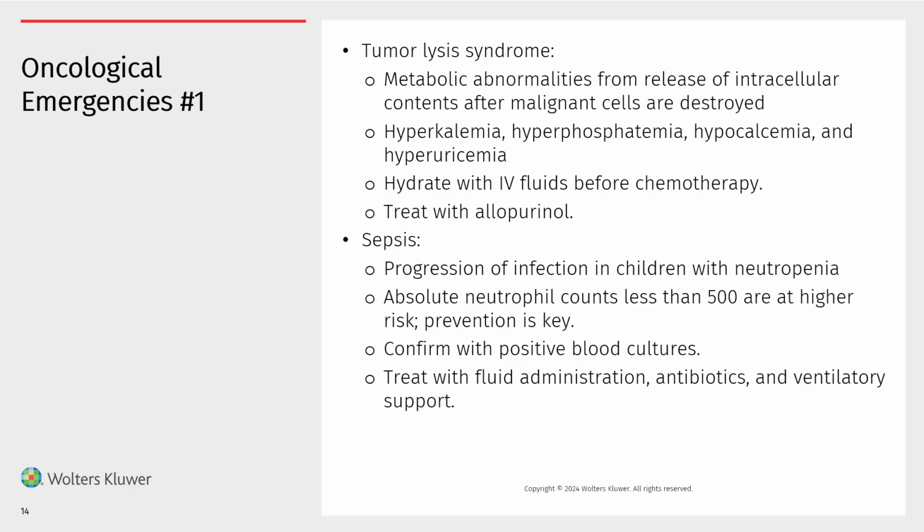All right, so tumor lysis syndrome is one emergency, but another is just sepsis, progression of infection in children with neutropenia, meaning neutropenia is associated with lack of or low white blood cells. And so if we get an infection in our body, we expect our body to fight it with white blood cells. Absolute neutrophil counts less than 500 are at higher risk, and prevention is the key. So if a child or an infant, we find that they're neutropenic to that point, we're not going to let people come visit them except maybe the parents, and they will be in isolation.